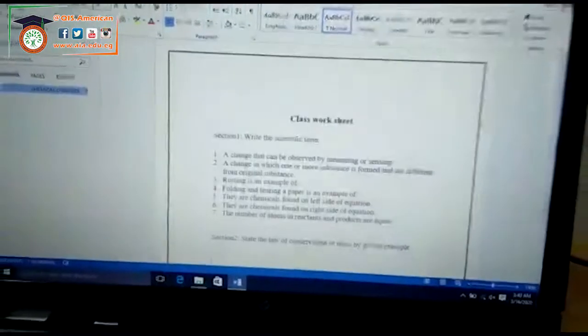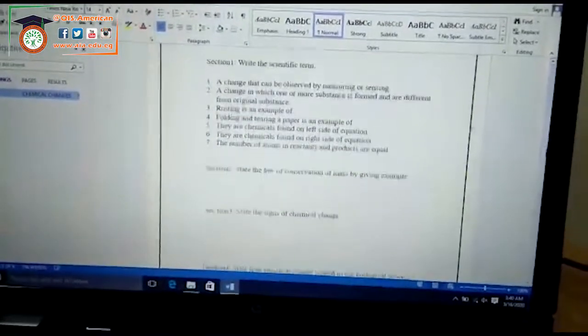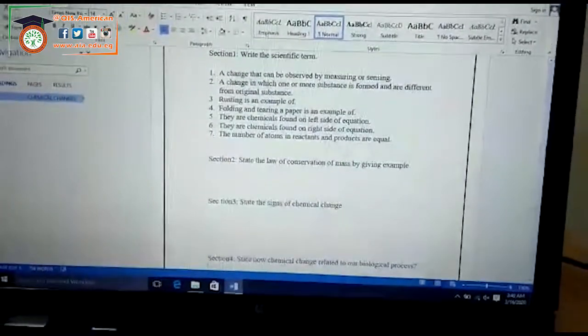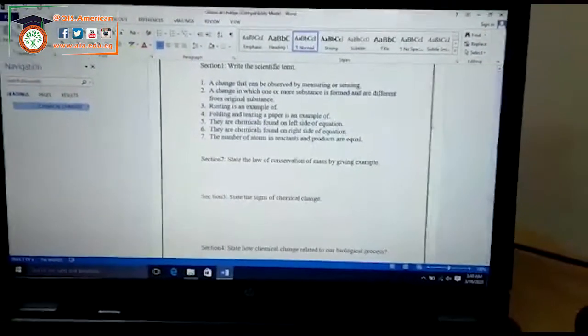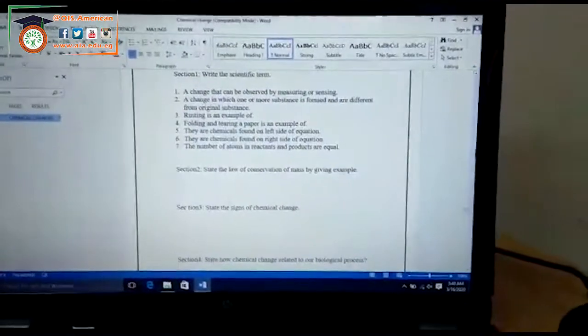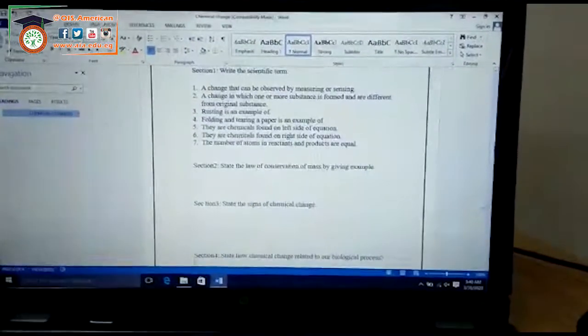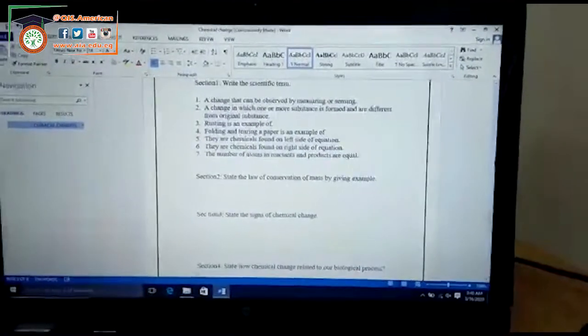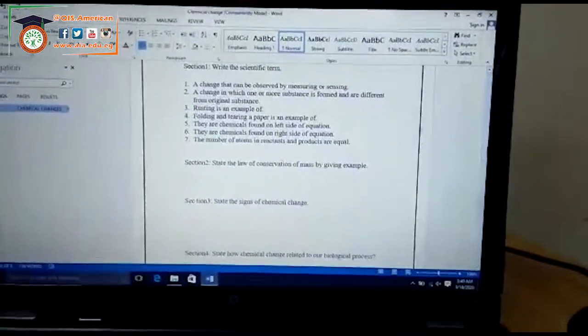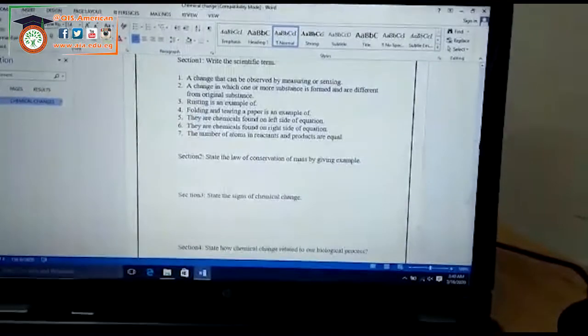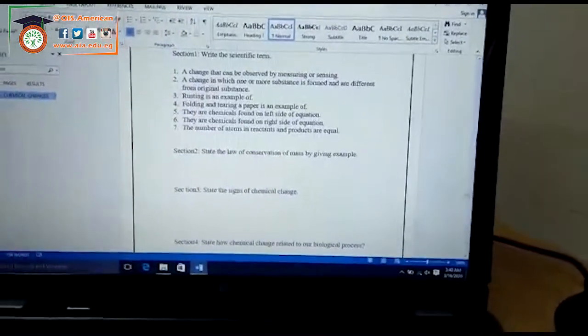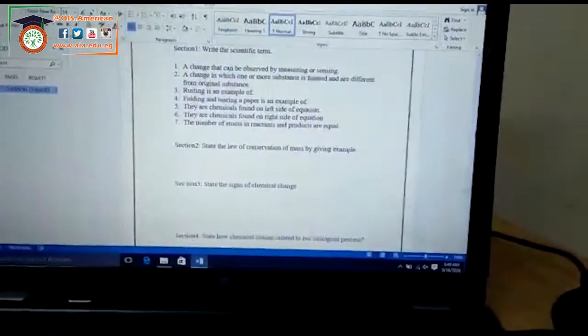We'll go now to section 3. State the signs of chemical change. Who remembers the signs of chemical change? Number 1, the bubbles. Do you remember when we put baking soda to vinegar in the class? It gives us bubbles. So we have to say bubbles and say that when we add baking soda to vinegar, it gives us bubbles.